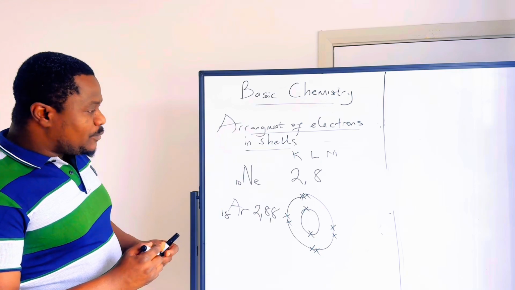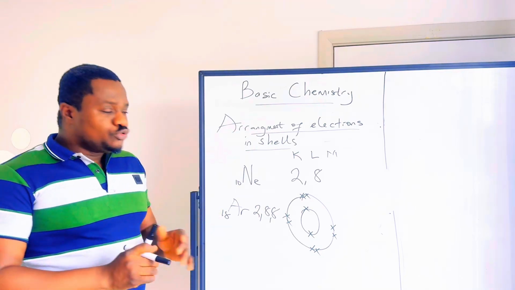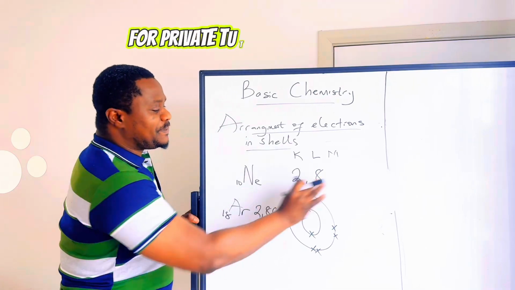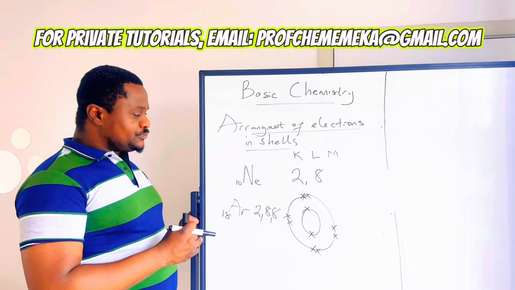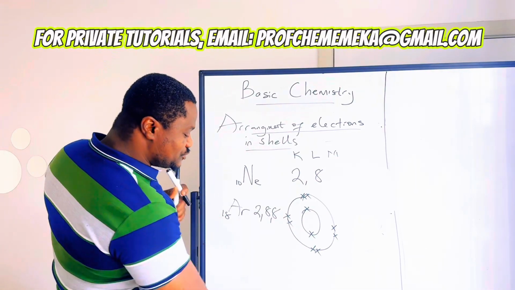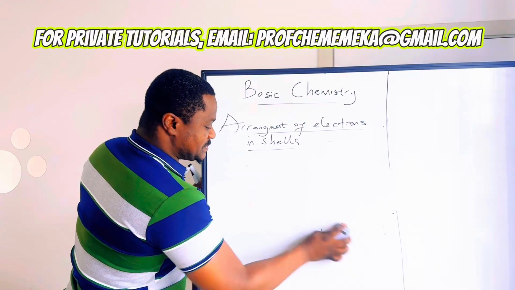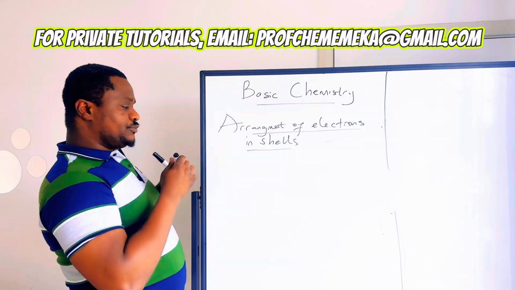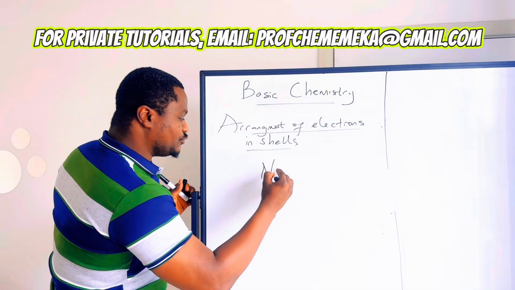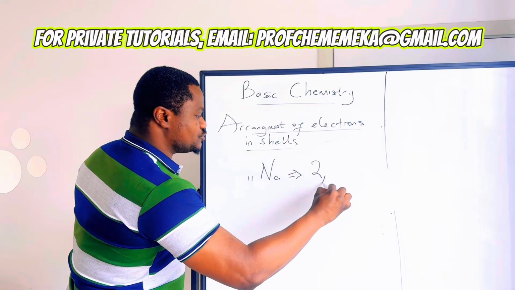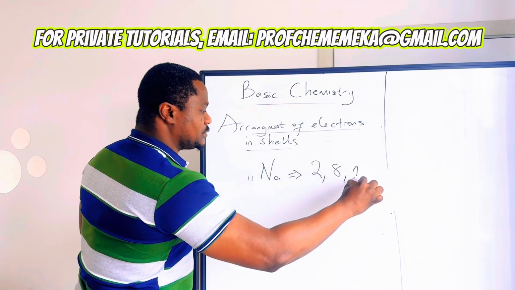Now, with this, I want to teach you a short trick for you to know the period and the group a particular element belongs to. Let's use, let's say, sodium, the one we've used before. Sodium is 11. Now, you have 2, 8, 1.